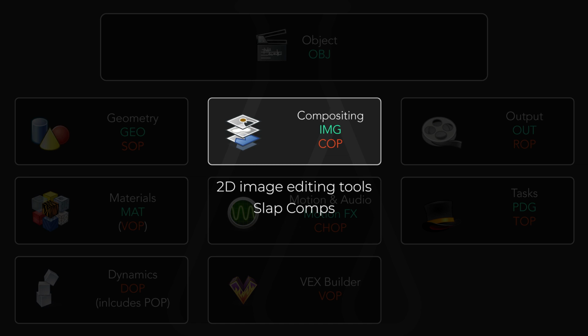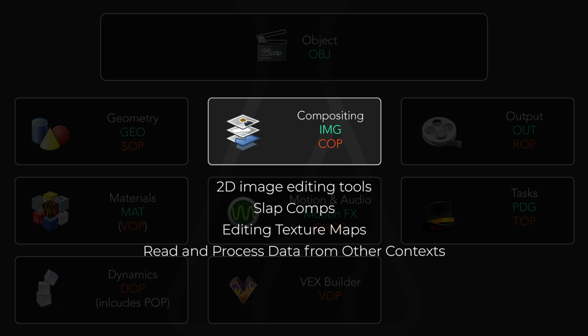Something simple which I tend to use COPs for a fair bit is to edit and manipulate texture maps without having to go back out to a separate image editor. Because COPs is tightly integrated with the other contexts in Houdini, we can also use it to read in data from other contexts and process it using 2D image editing tools.